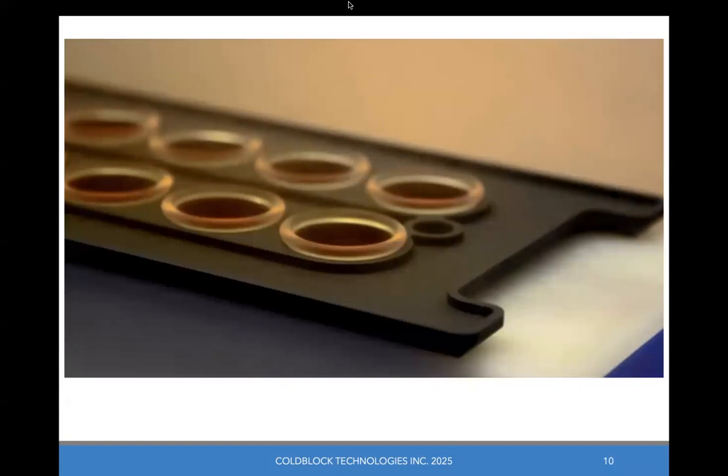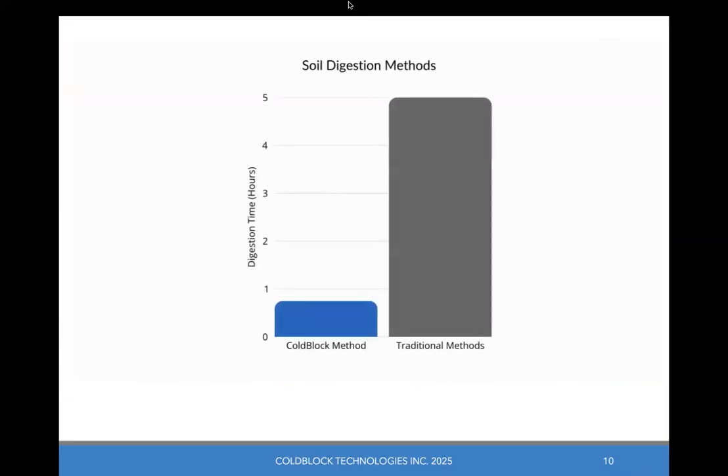Once the sample's cooled, it's ready for analysis. We recommend bulking to 50 milliliters using ultra-pure water. The digestion is completed in just 45 minutes. This is a remarkable achievement, especially compared to traditional digestion methods that can take up to 5 hours to deliver the same results.